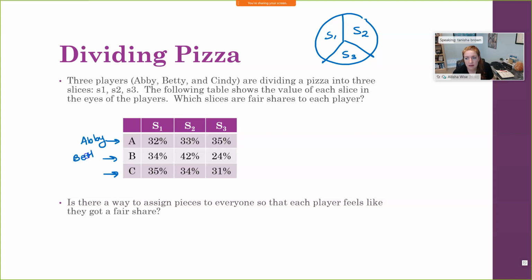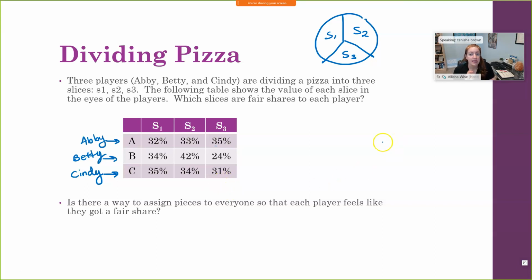Betty said, okay, S1, 34%, S2, 42%, and S3 is 24%. So it looks like she wants S2 the most, right? Exactly. Abby would want S3. Doesn't mean she's going to get the one that she wants the most, but we need to make sure she has a fair share. That's our key here. We just want to guarantee that she has a fair share. Okay, and then Cindy is 35%, 34%, and 31%.